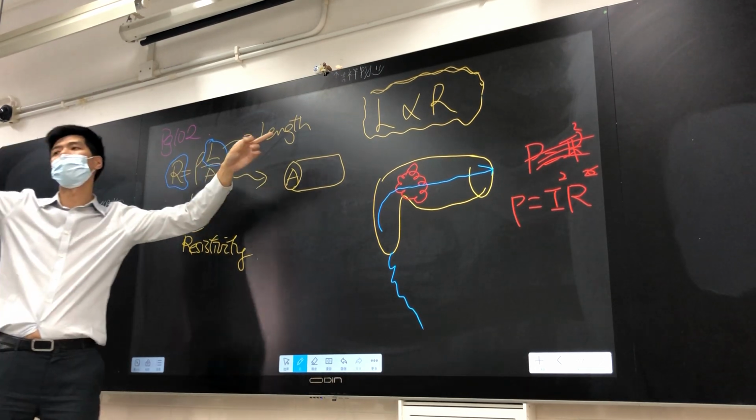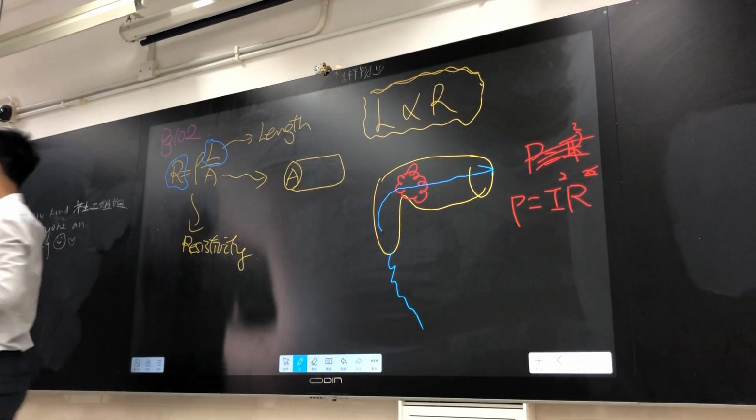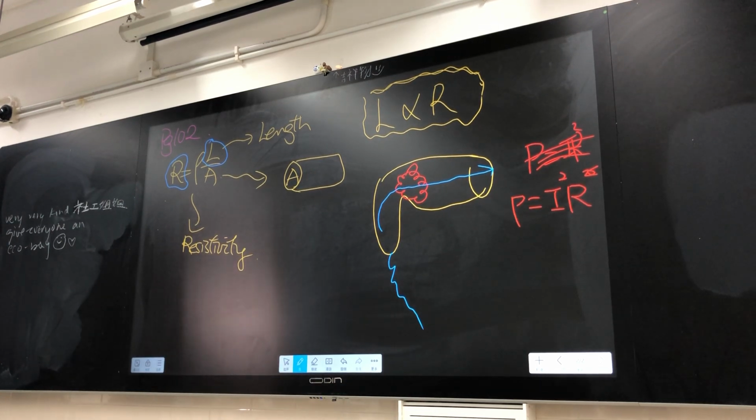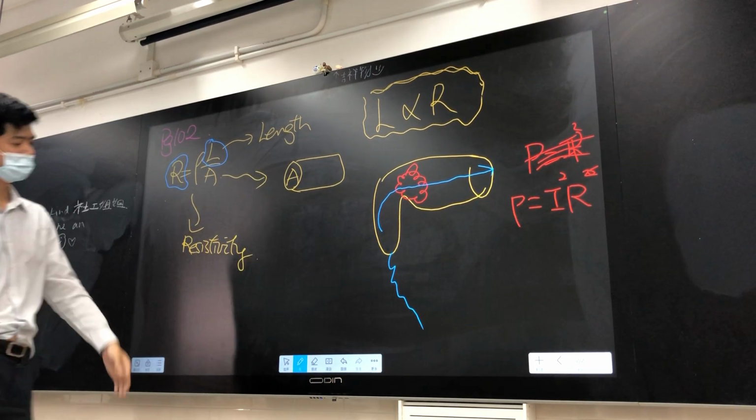OK, so for all the variable resistors, actually what we do is to change the length. Okay, so we change this part and then change the length. So nothing special. Now we're going to have a very simple example.